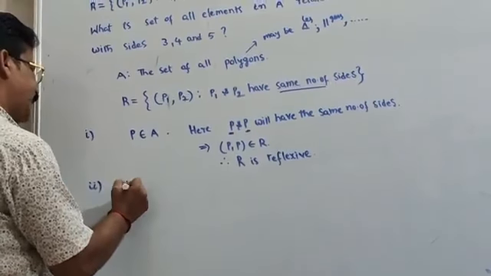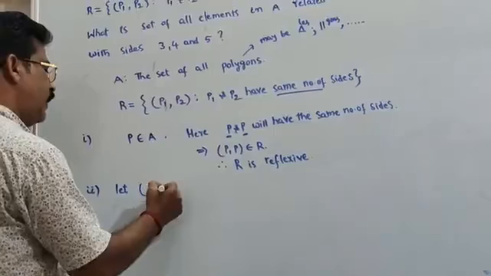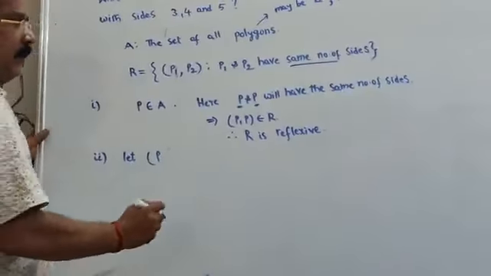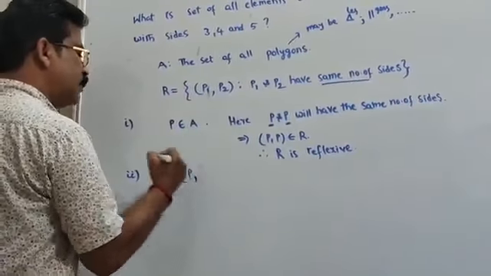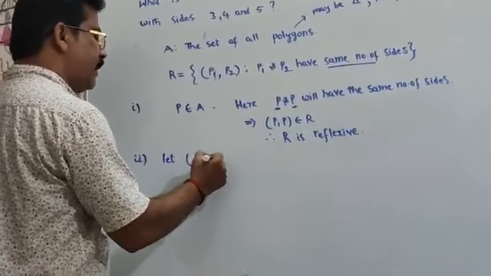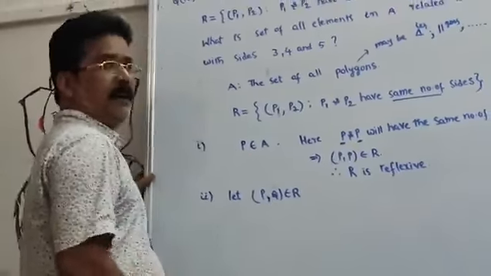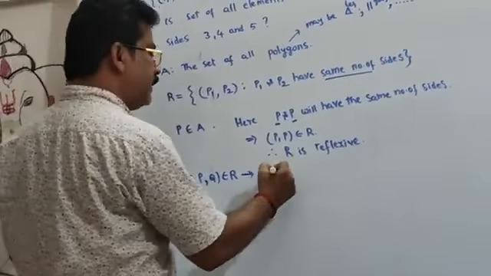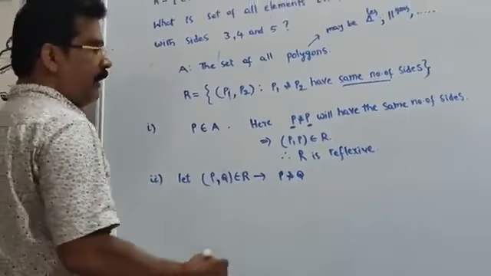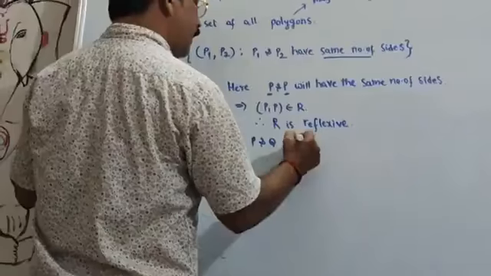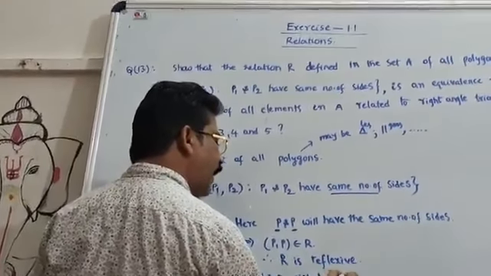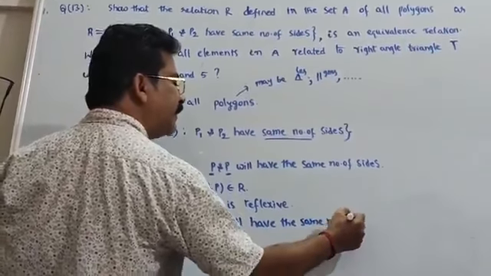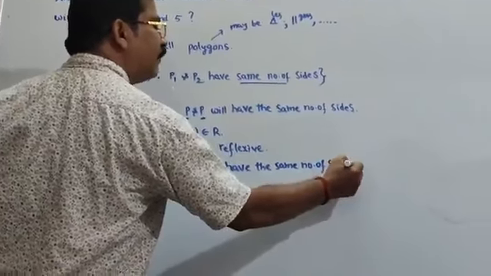Symmetric means first letter P comma Q, or we can take P1, P2. It is your choice. We can change the letters also, without loss of generality. P comma Q belongs to capital R. What does it mean? It means that capital P polygon and capital Q polygon will have the same number of sides, not the same sides, number of sides.